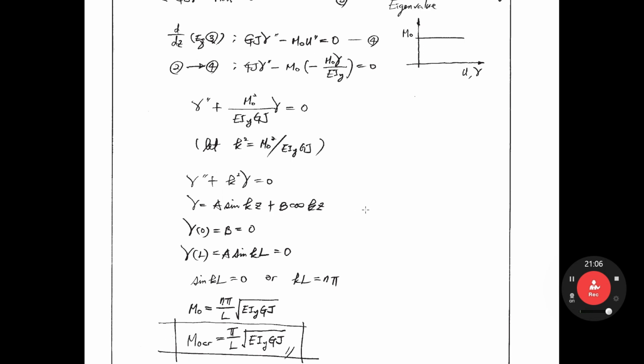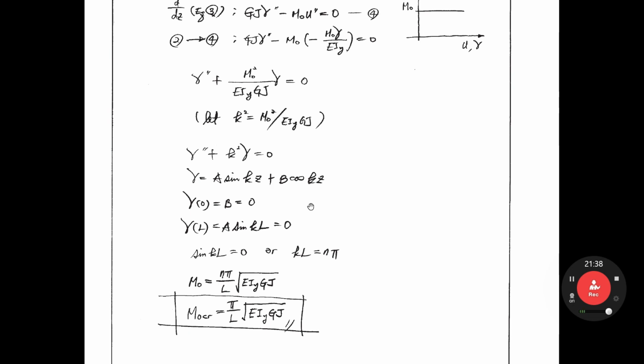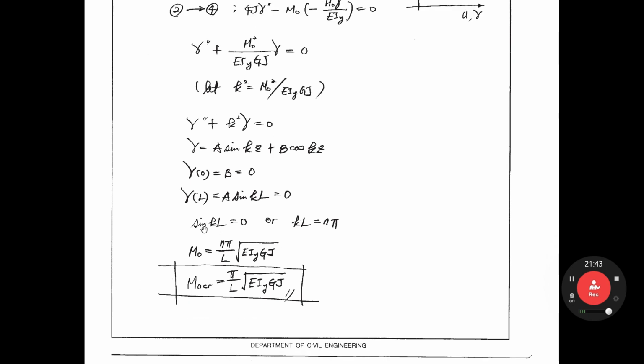You have boundary conditions, right? At both ends of this beam, we don't have any rotation, right? That means γ is equal to 0. So γ(0) = 0, this is 0, B equals 0. And γ(L) = A sin kL equal to 0, right? It is very similar to the column case. Then sin kL equal to 0, which means kL equals nπ in order to satisfy this equation.